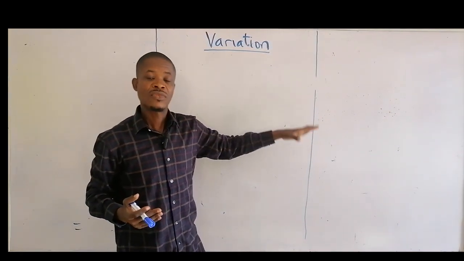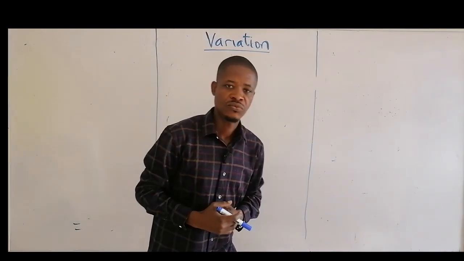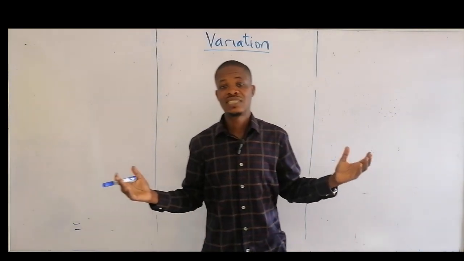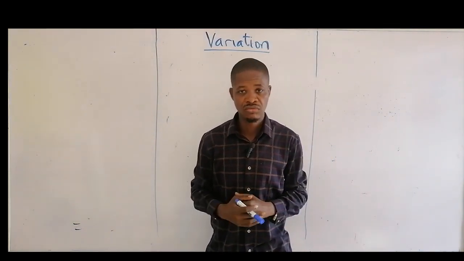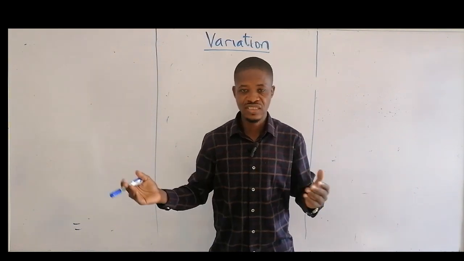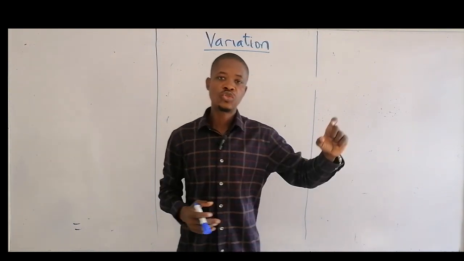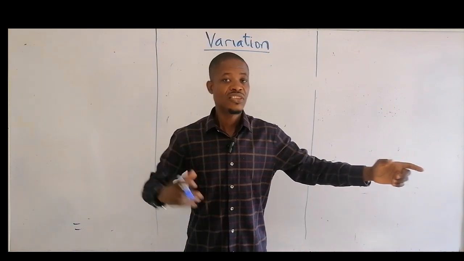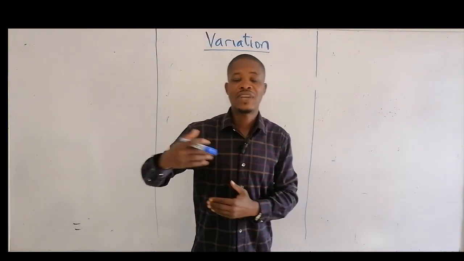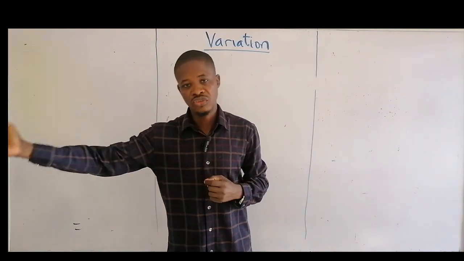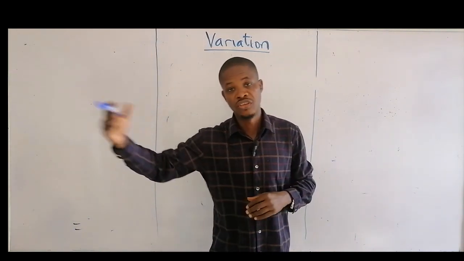This is maths. What is variation? Variation could be defined as a relationship between two or more variables or two or more quantities, whereby as one quantity is increasing, the other also will be affected. As one is increasing, it will bring change to the other variables or to the other quantities.